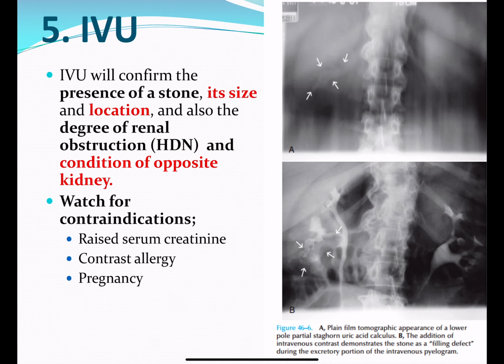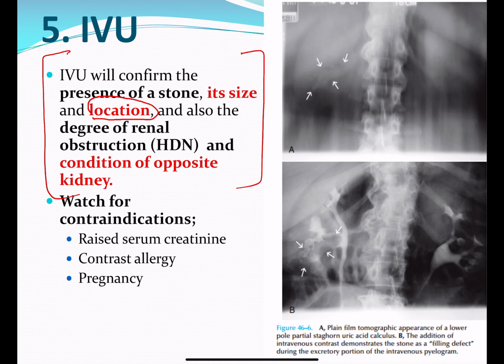Okay, so IVU, I have already explained what is IVU. With IVU we can see the size of the stone. We can locate the stone. Location is very important for the management, and we can even see whether there is any hydronephrosis. And the very good thing is it can show us the function of the kidney as well. So these are very important information that we can get.